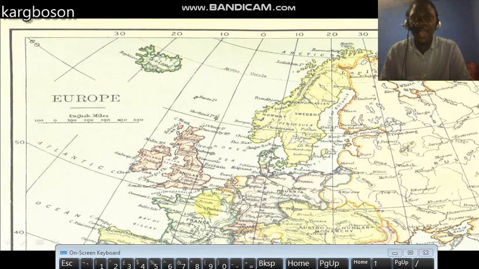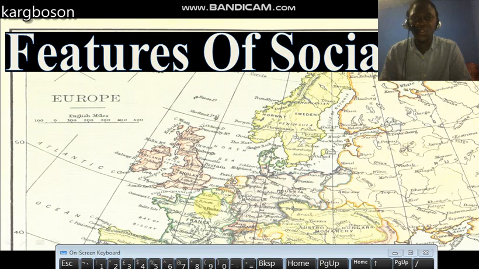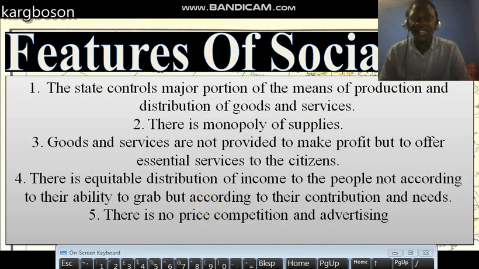So let's also try to look at the features of socialism. 1. The state controls a major portion of the means of production and distribution of goods and services. Of course, there is monopoly of supplies, inasmuch as there is no free market economy and the production of goods and services is owned and controlled by the state. So there is every possibility that the state is going to monopolize the production of goods and services.